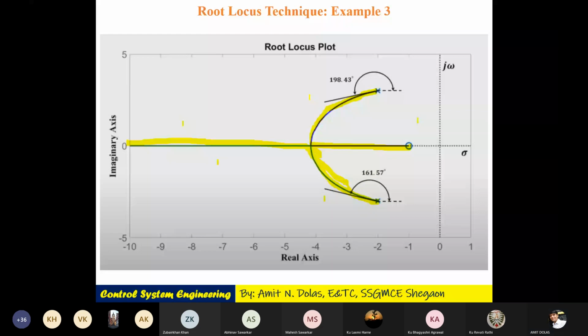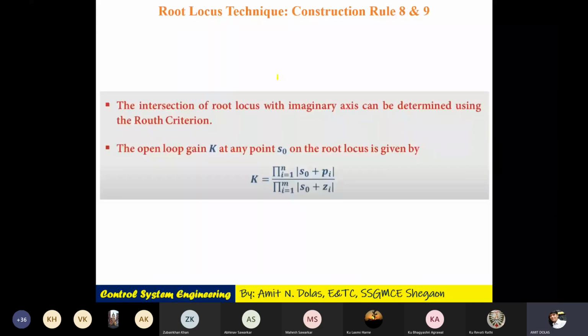Next, the last is root locus technique, construction rules 8 and 9 together. The intersection of the root locus with the imaginary axis can be determined using the Routh criteria. Okay, what is this? We have already discussed it earlier.